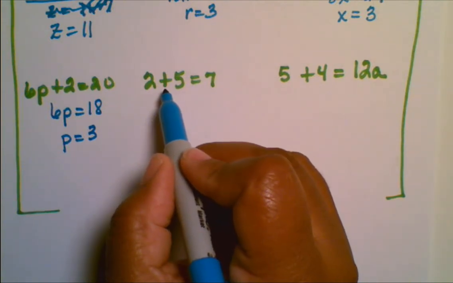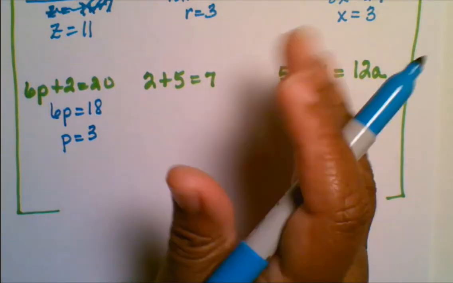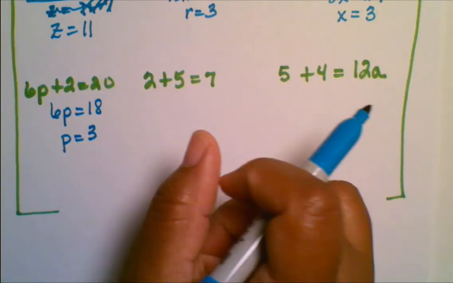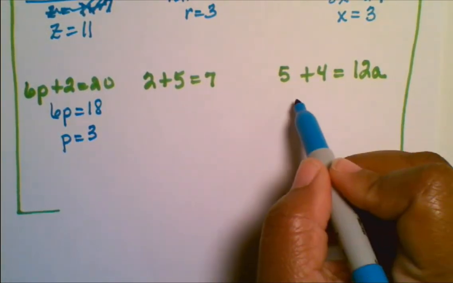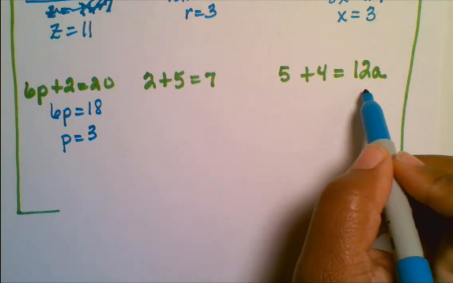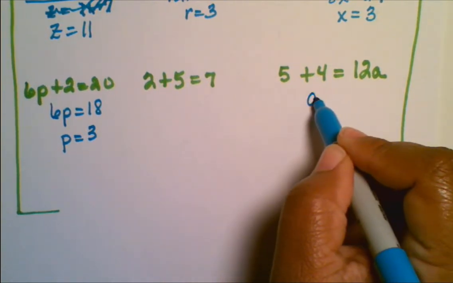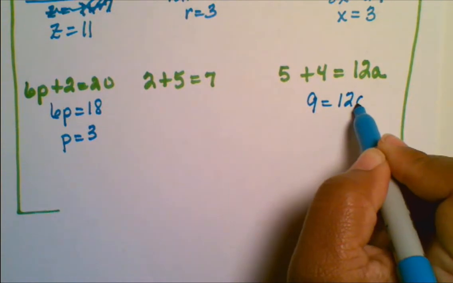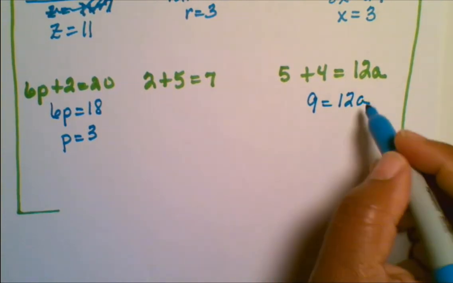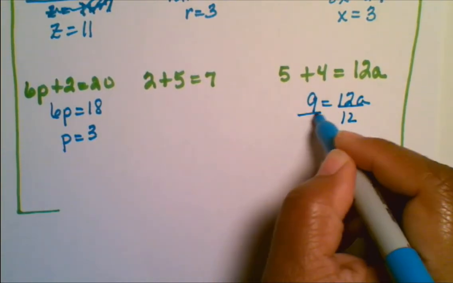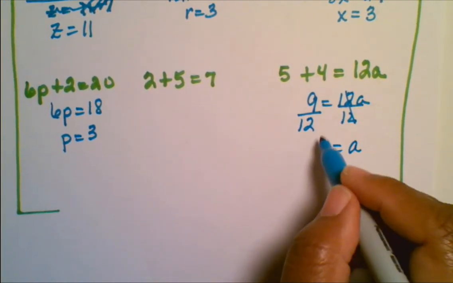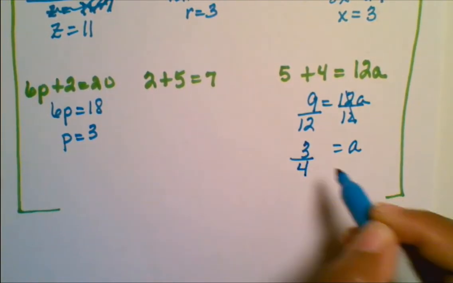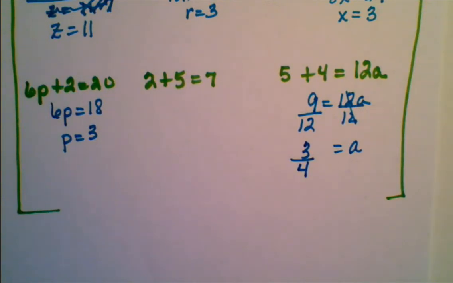Second row, second column, 2 plus 5 is equal to 7. That is a true statement. It's 7. And then lastly, we have 5 plus 4 equals 12a. Adding 5 and 4, we're going to divide by 12. And we have a is equal to 3/4.